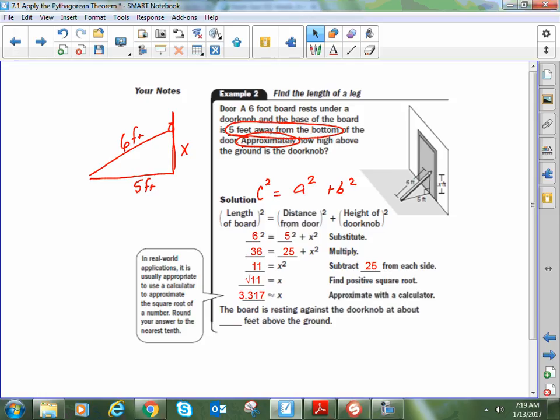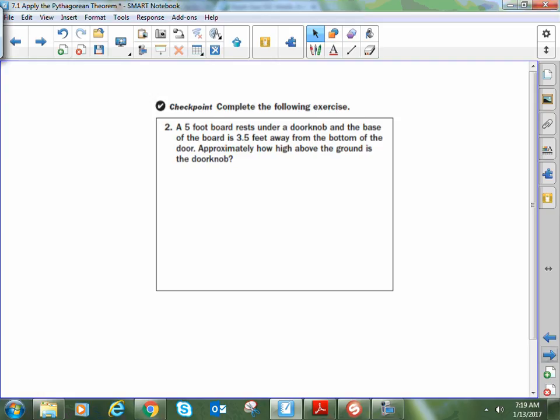Now, for our purposes, we're always going to round things to 3 decimal places because that's what AP Math expects you to do. So the final answer here is, we'd say it's about 3.317 feet. Now, turn the page. All right. So at this point, it's essentially the same problem, just with different values. So go ahead and pause the video, answer this question, and when you're done, hit play again and compare your answer with what I have.